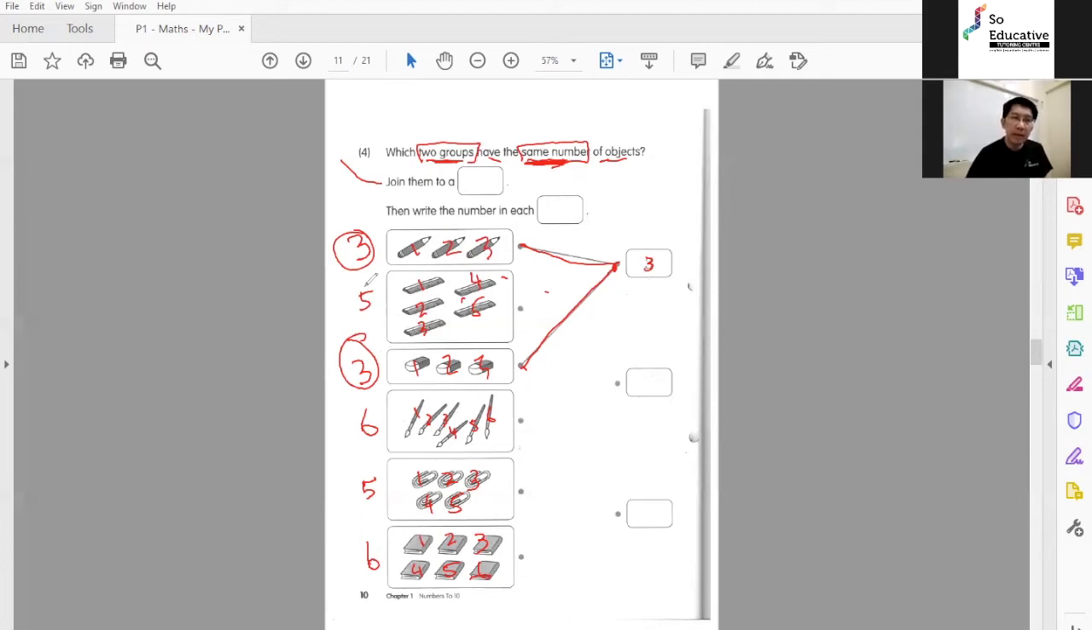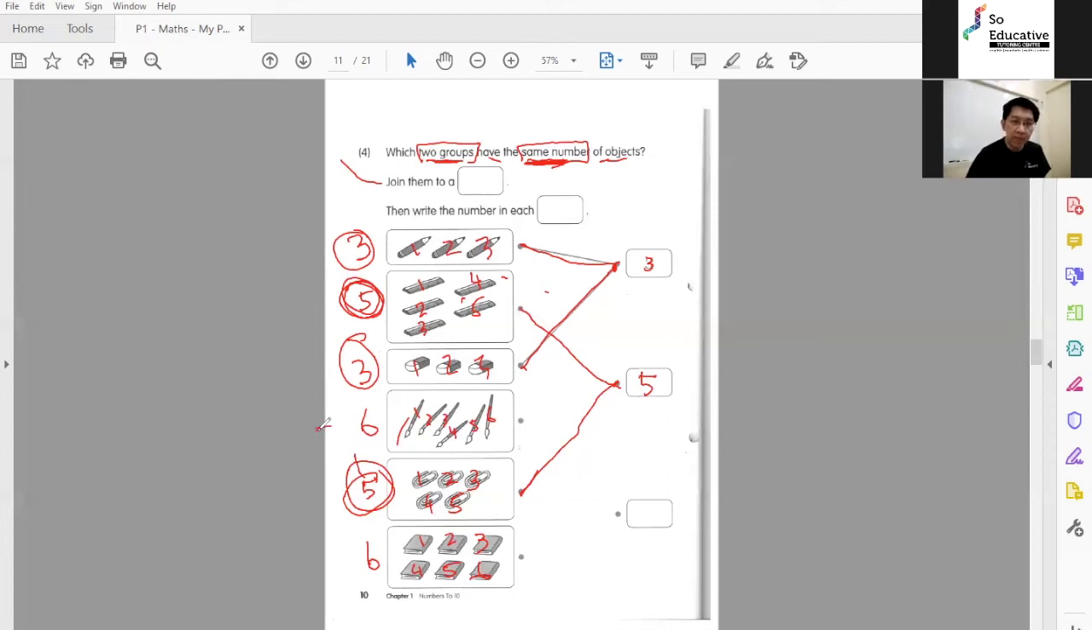Now, the next one, let's look at this one. 5. There are 5 rulers. So which other group has 5 in the group? So here we go. That is 5. So therefore, we are going to draw that to the box. Also this to the box. And then we write down the number 5 because they both have 5 items in their own box.